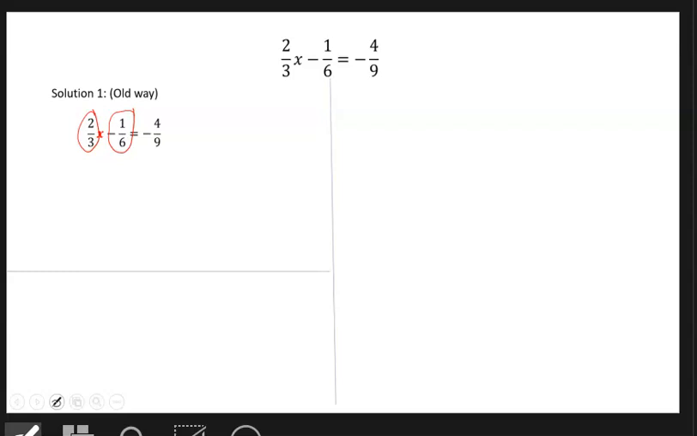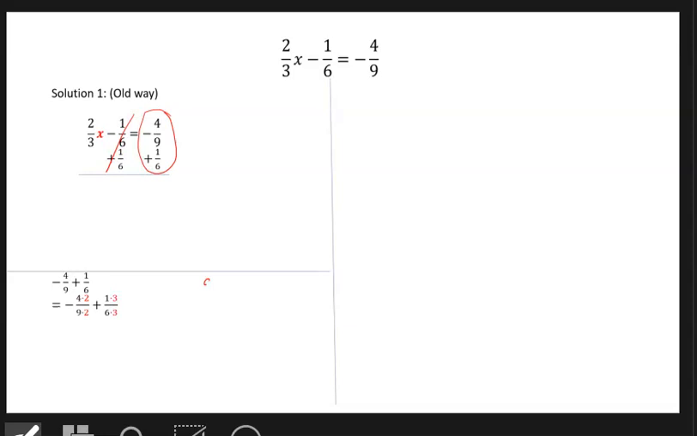So the first step, in order to get rid of -1/6, we're going to do the opposite operation to cancel it out. So we're going to add 1/6. And because -1/6 plus +1/6 cancel each other, we just need to figure out what the right-hand side is. So to add fractions, we need to have a common denominator.